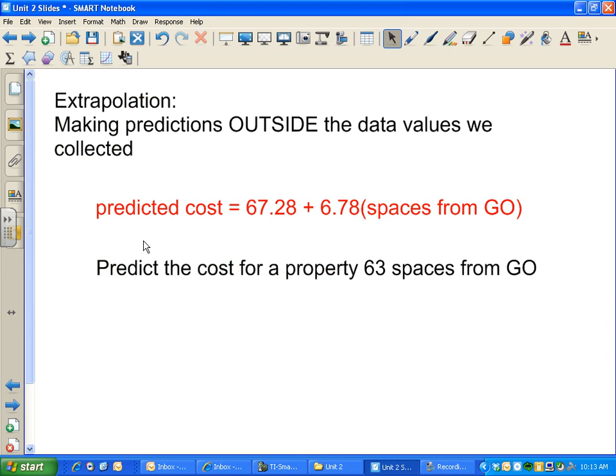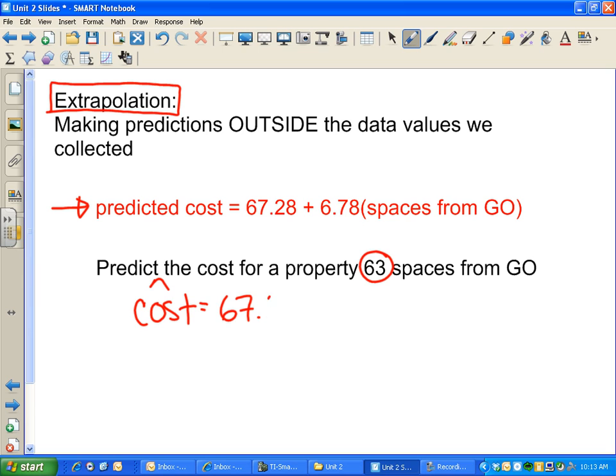But here we define a new word, extrapolation. That's when we make predictions outside the range of the data values we've already collected. So to illustrate, here's our equation. Again, we're used to seeing this. The predicted cost for a property in Monopoly is 67.28 plus 6.78 times the number of spaces from Go. And if I want to predict the cost of a property that's 63 spaces from Go, I would simply plug that into my equation. Okay, we've seen that before.